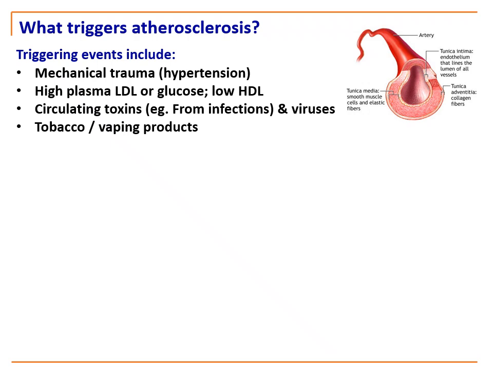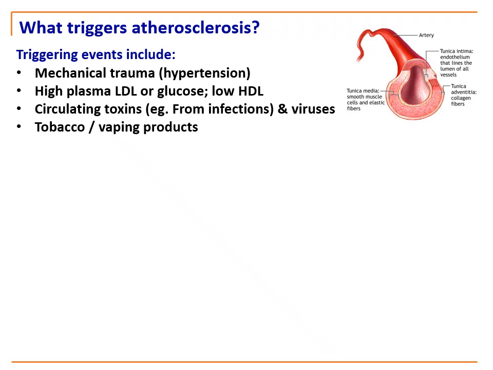You've got high plasma LDL or glucose levels. So again, the glucose is very toxic at higher levels. So it binds to the endothelial cells, changing their structure, changing their function. Your high LDL accelerates that atherosclerotic plaque formation, as we'll talk about shortly. You may have circulating toxins from regular infections and viruses, or from a variety of tobacco products.